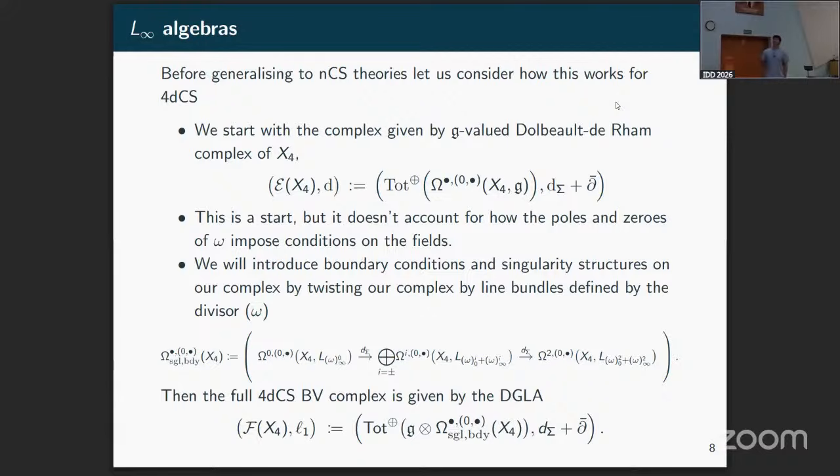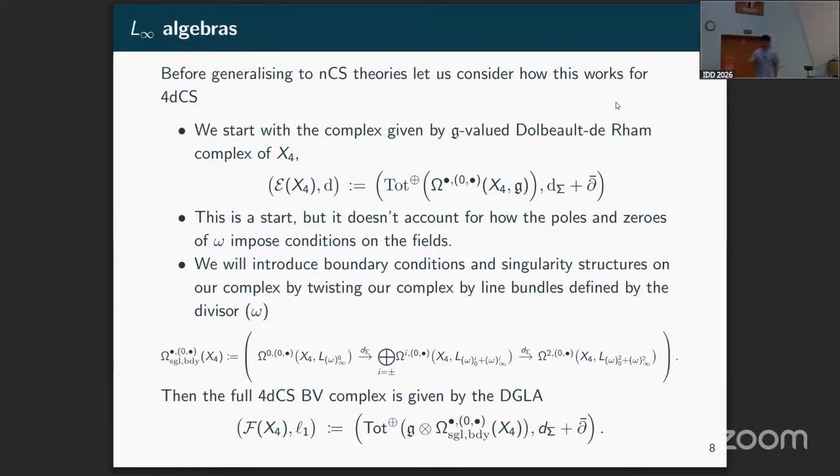And the reason why is because essentially the topological holomorphic theories sort of have an underlying description in terms of Dirac and de Rham complexes. So I'm going to try and set up what we should do for the 4D Chern-Simons theory, which should be familiar by now. So we have this Dirac de Rham complex on X4, like so. But the problem with this is it's very vanilla. It doesn't account for any of the things we need to do when we have this omega appearing in the action. So this is kind of the big point.